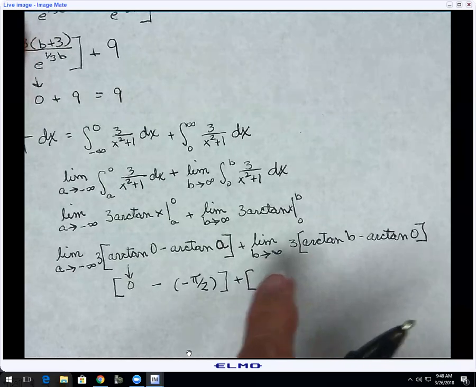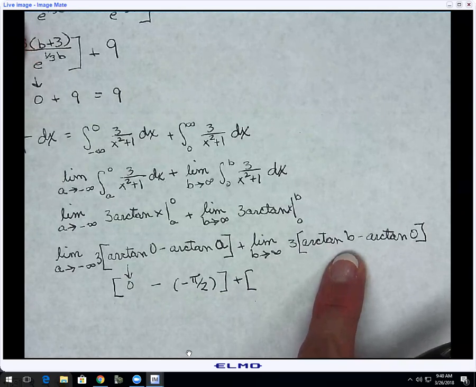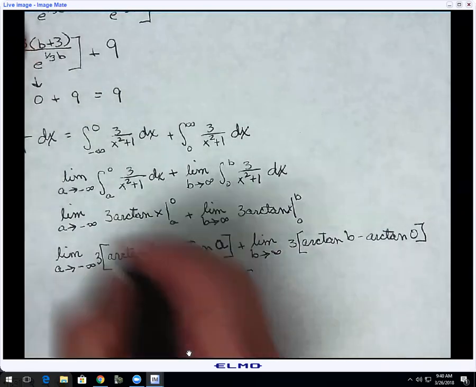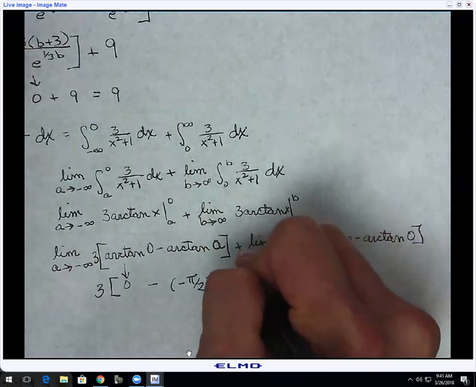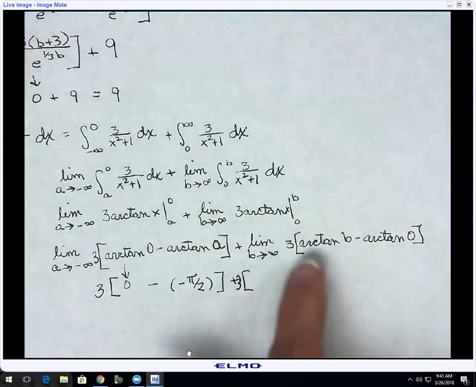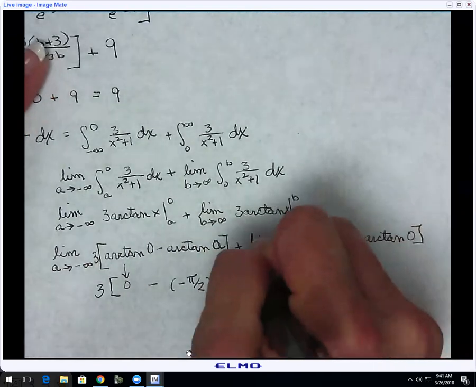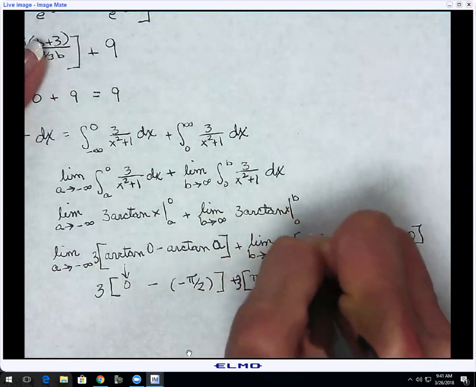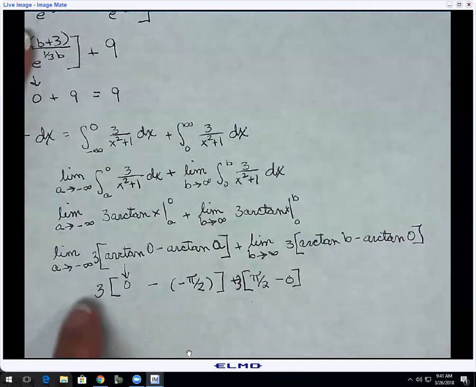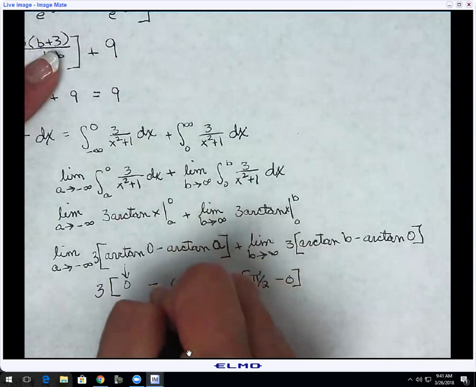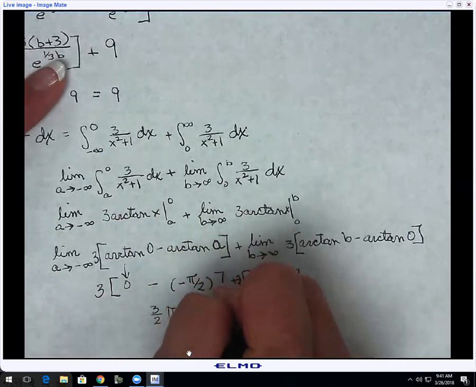And then what's arctangent of b as b goes to infinity? Can't forget your 3. You're right, I can't forget my 3. What is arctangent of b as b goes to infinity? Yeah, positive pi over 2 minus 0. So this is 3/2 pi. That's 3/2 pi.